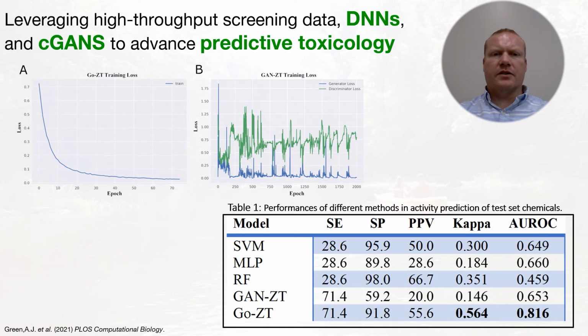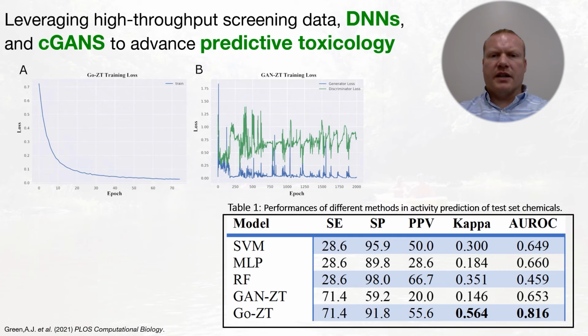Figures A and B in the top left show the training loss plots, with the GAN in panel B requiring significantly more training time compared to the deep neural network in panel A, titled GoZT. Following the training, both models were compared against other common machine learning methods trained using the same toxicity data, but utilizing 2D chemical fingerprints as input. The results in Table 1 show that GoZT outperformed all other types of network architectures measured using Kappa and AUROC, while the GAN-ZT underperformed all the other methods.